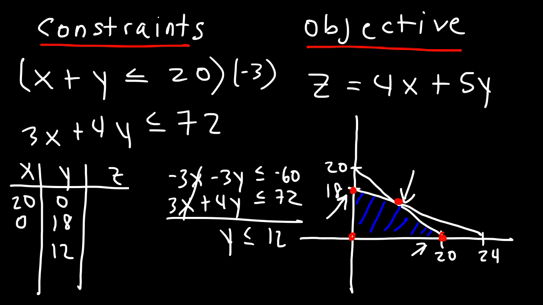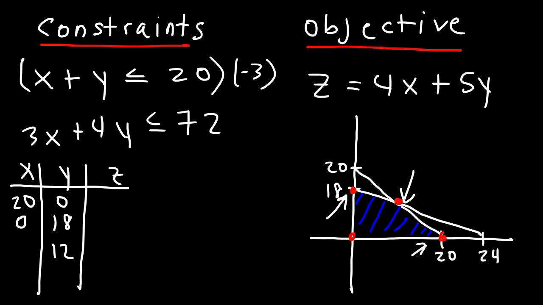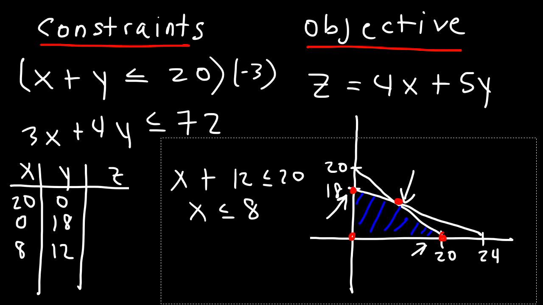Now we need to calculate x. So I'm going to use the very first equation, or the first inequality, before we multiply it by 3. So let's replace y with 12. 20 minus 12 is 8. So x is at most 8 at that point. Now we don't need the graph anymore now that we have our points of interest.